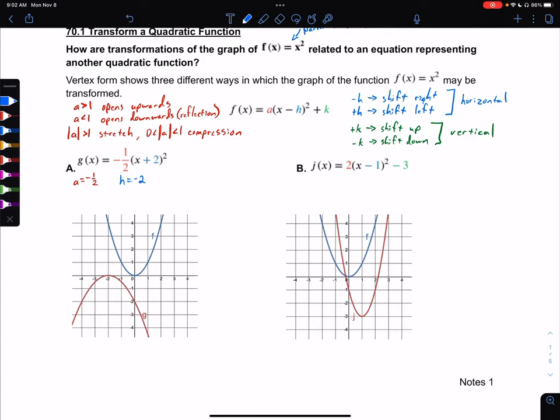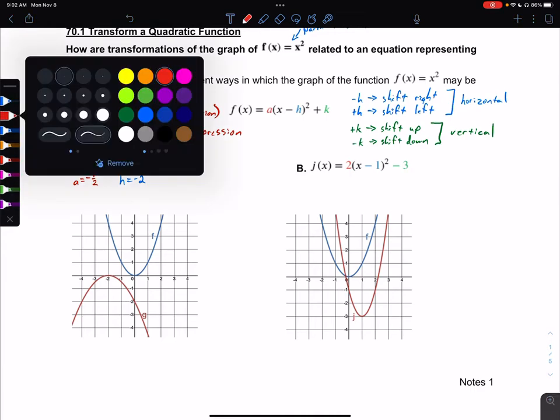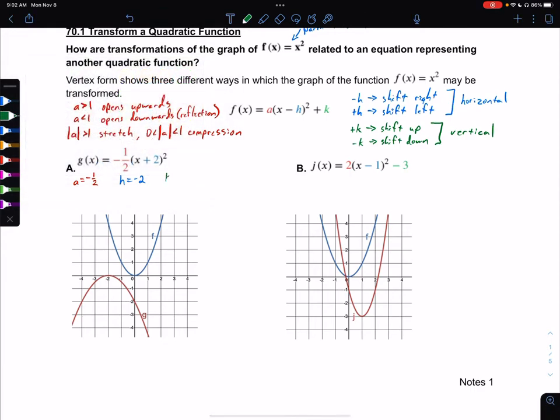There's still going to be a shift left here, because we're adding 2, but h itself is actually equal to a negative. So you really have to be careful with h values. And then finally, the k value: we don't have a k value here, so that's just going to be 0. We don't have to worry about that.